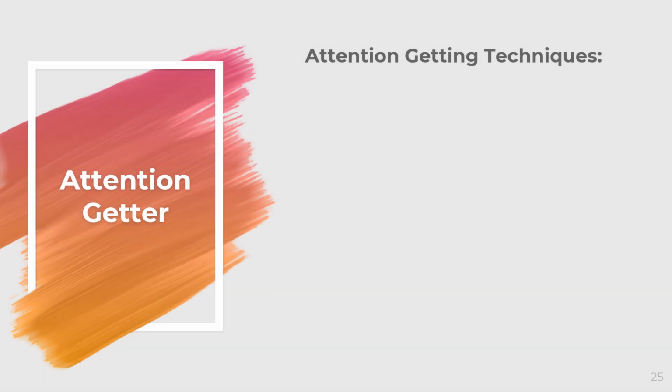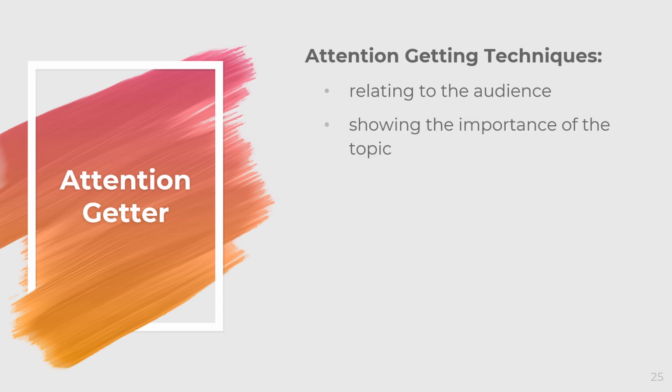An attention getter is the first part of your speech, so it should immediately grab your audience's attention. If you have trouble doing that, here are a couple of different techniques you can use. Relating to the audience. Mention a common experience, feeling, or thought that you're sure the majority of your audience have had. Next, showing the importance of the topic. Make a statement that shows how important your job is.